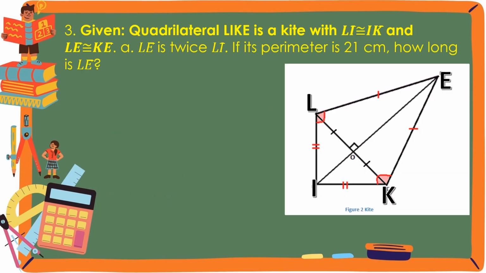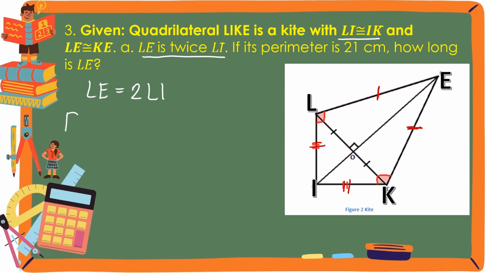So, tayo sa kasunod. So, in this case, meron na tayong given na kite. So, walang nakalagay doon sa ating learner's packet, pero in-illustrate na natin. Ang sabi doon sa illustration, L-I-K-E yung pangalan nating kite, at L-I ay congruent kay I-K. So, ito pinakita natin na L-I congruent kay I-K. Then, we have L-E congruent kay K-E. So, tingnan naman natin kung paano naman natin isosolve to. Question is, given with LE is twice LI. So, lalagay natin na yung LE daw is twice nung LI. If its perimeter is 21, how long is LE?